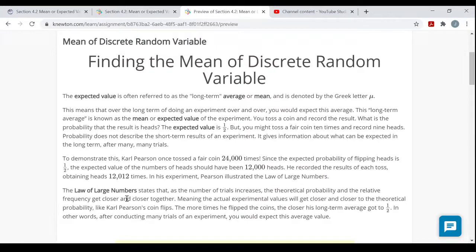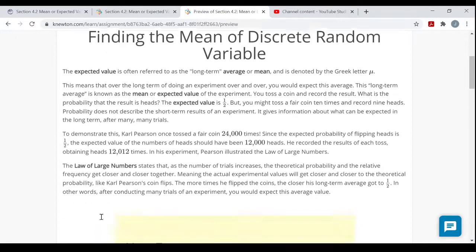Now, the law of large numbers states that as the number of trials increases, the more and more you repeat an experiment, the theoretical probability and the actual relative frequency get closer and closer together. So that means the actual experimental values will get closer and closer to what you expect, the theoretical values, like Carl Pearson's coin flips. The more times he flipped the coins, the closer his long-term average got to a half.